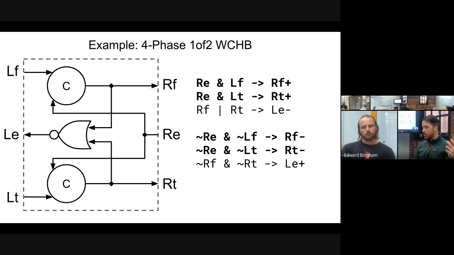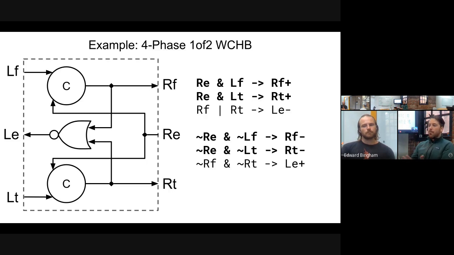So we have effectively replicated the request rail side of the WCHB for our one of two. Now, if we were to do one of three, we'd do the same thing. We'd create a new C element for our new request rail, and we'd wire it into the input enable once again, and it would implement mutual exclusivity, assuming the input requests are already mutually exclusive.